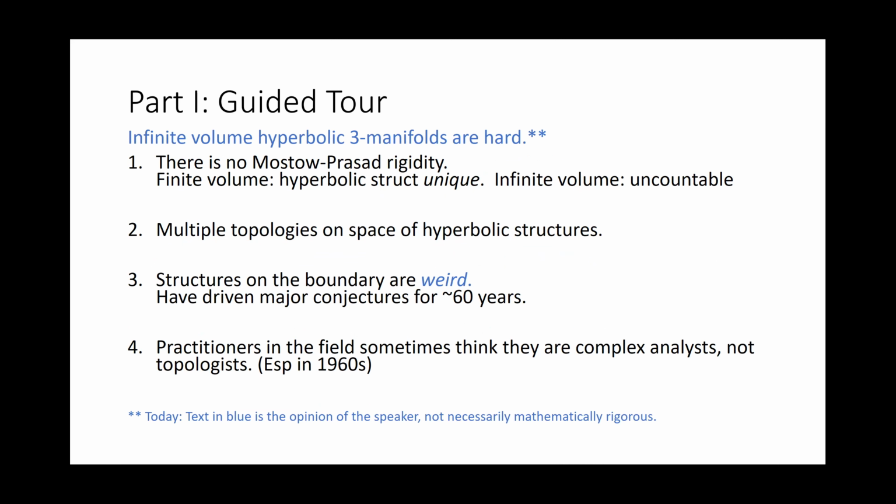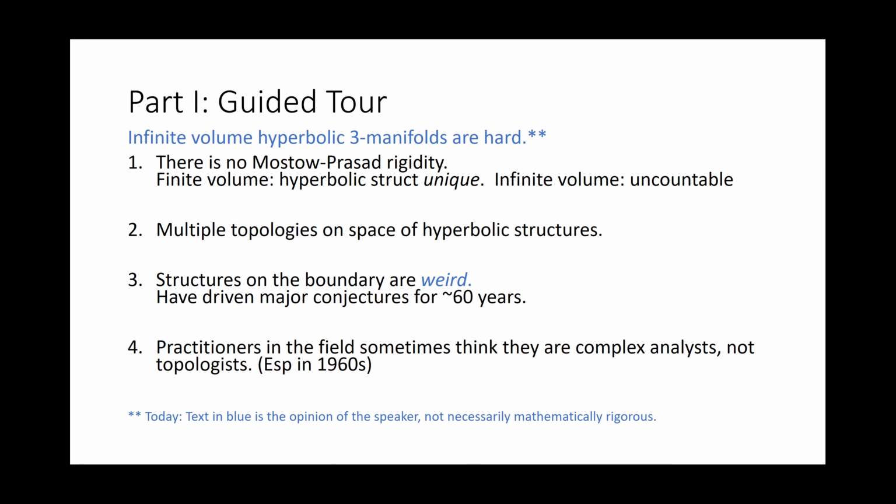I'm stating a few things on my slides that are not mathematically rigorous, and I'll try and flag those in blue. The first statement is infinite volume hyperbolic three manifolds are hard, whatever that means. Well, here's what I mean by that. I think that they're more difficult than the finite volume ones for several reasons. Number one, you have no rigidity. So in a finite volume hyperbolic case, if you have a hyperbolic structure, it is unique. But in infinite volume, there are uncountably many hyperbolic structures.